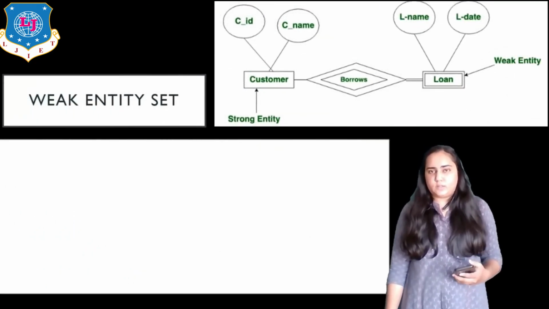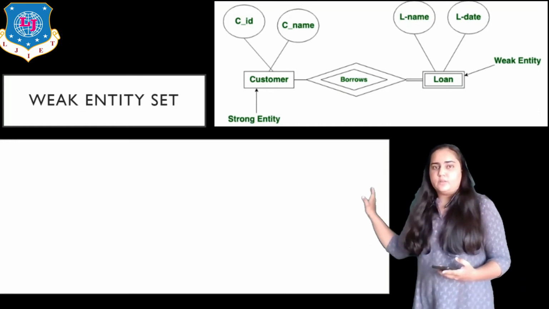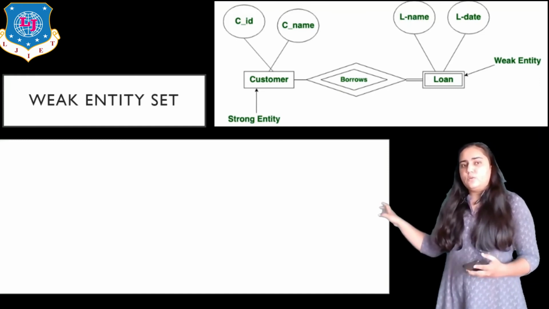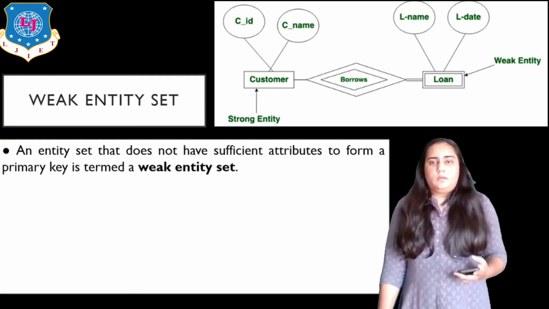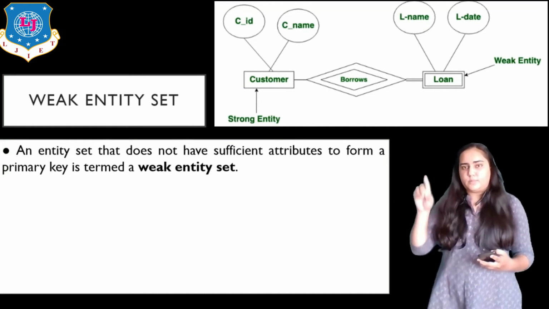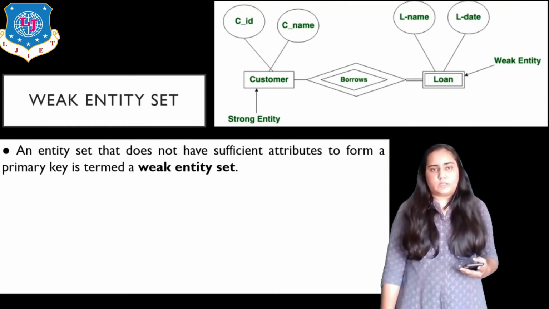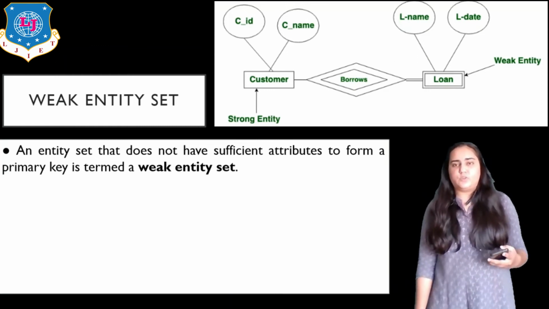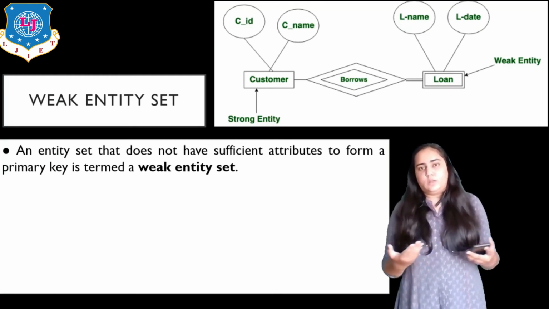Now we're going to study the concept of a weak entity set. So this is the diagram here. And there are two relations here, customer and loan. And loan is the weak entity set. And you're going to know now why. And remember, it is shown with the help of a double rectangle. So when you draw a double rectangle, it is a weak entity set. And also the relationship is shown slightly differently. It is shown with a double rhombus instead of a single rhombus, which is normal.